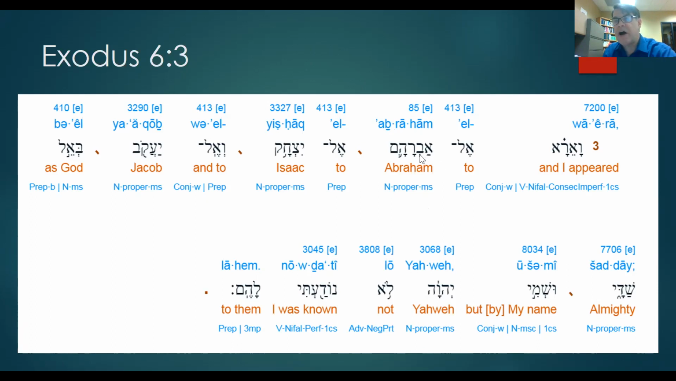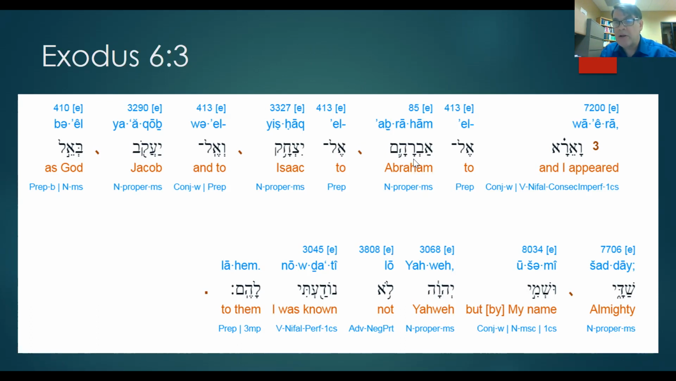Because this is a short vowel, a shva after a short vowel closes the syllable. So it's what's called a silent shva. It says this syllable is now closed for business. So we pronounce this av. And a bet without a dot in it is a v sound. It doesn't have a dagesh in it. So it's av.